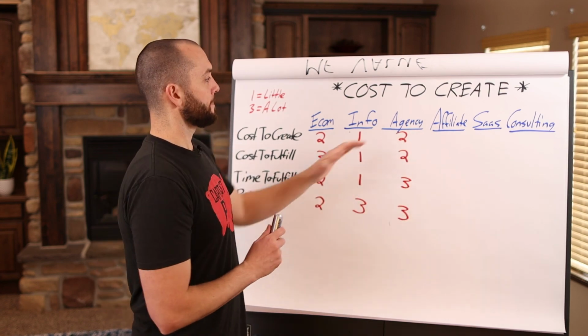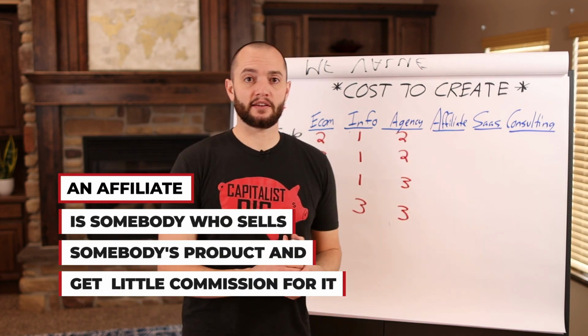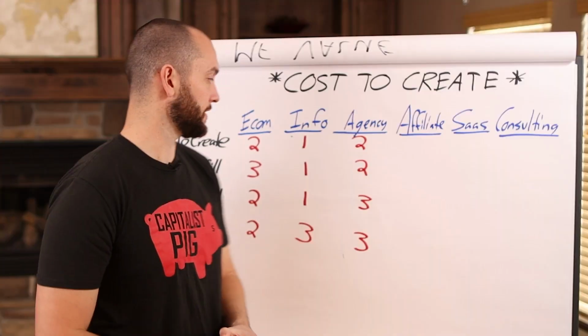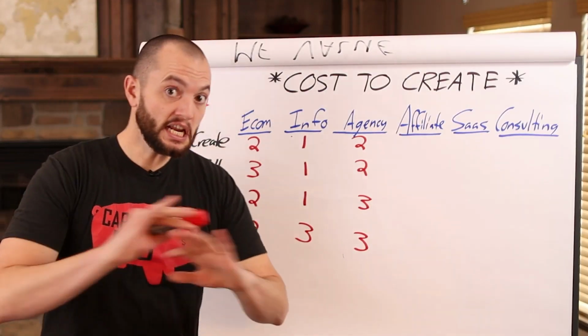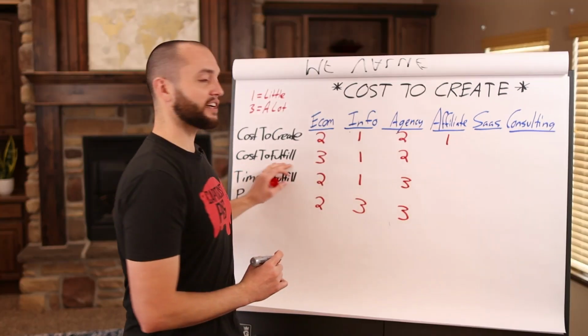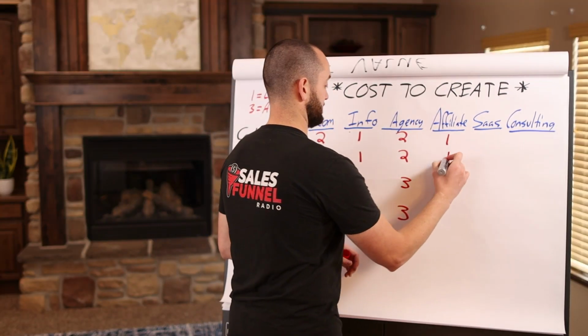Keep going here. All right, affiliate. Let's say you're going to be an affiliate. Steve, what's an affiliate? An affiliate is somebody who sells someone else's product and gets a little commission for it. I love being an affiliate. What's the cost to create? Nothing, because you didn't, they did, right? It's hardly anything. What's the cost to fulfill? Also, usually nothing. It's usually just bonuses.